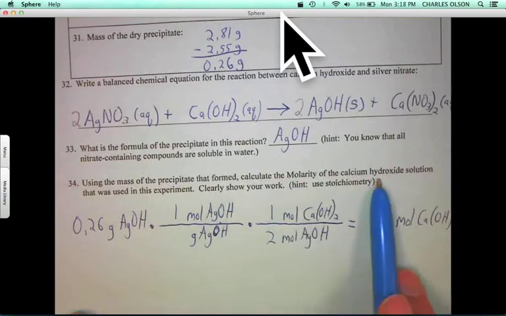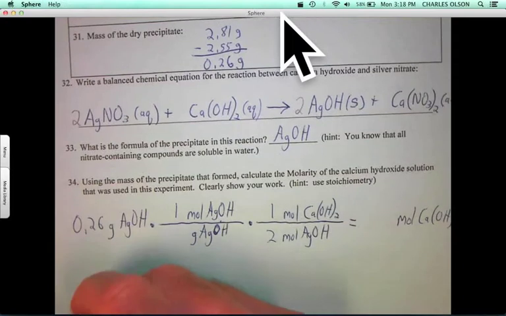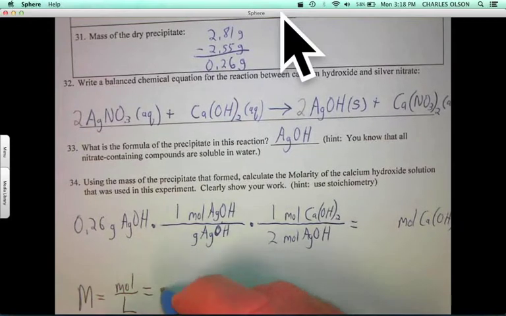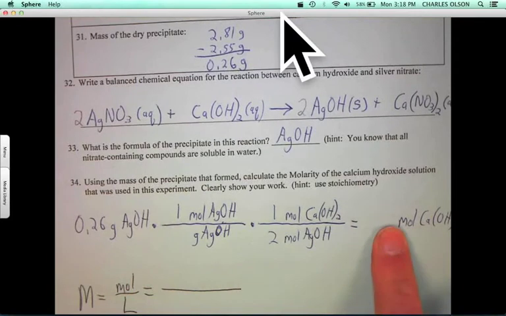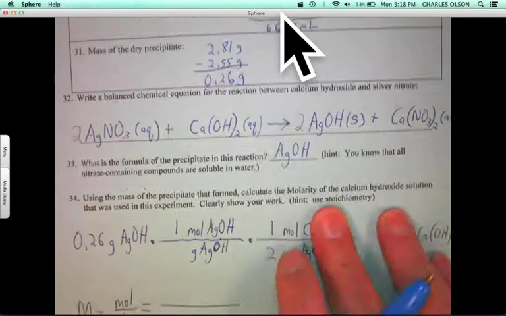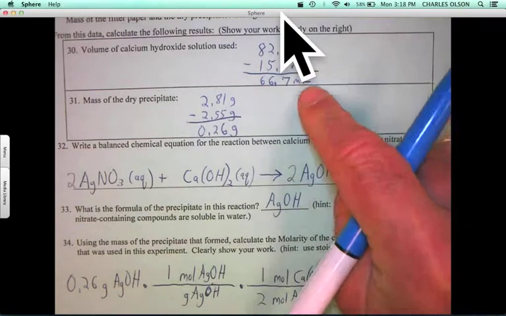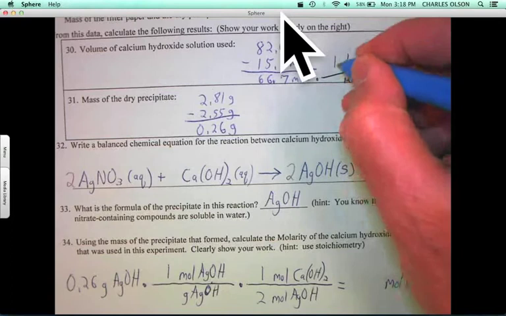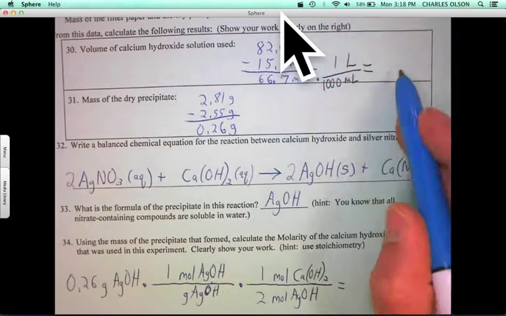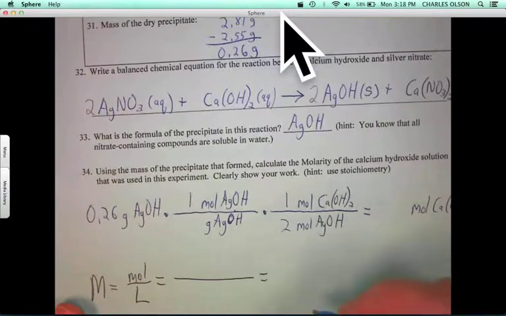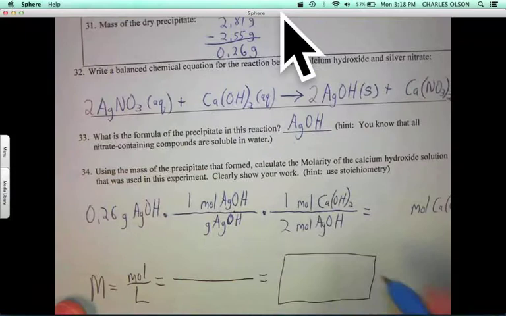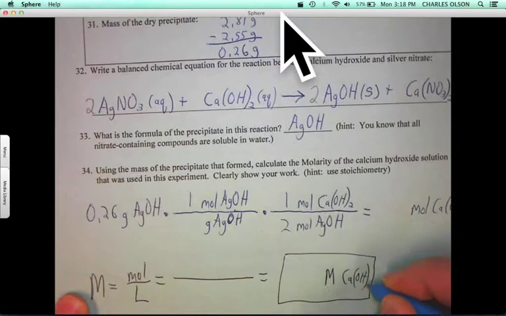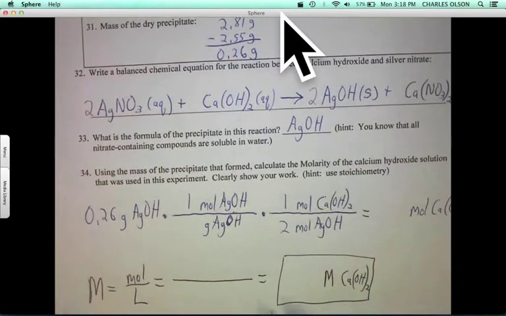Now, of course, the question didn't ask for moles of calcium hydroxide. It asked for molarity. So this is our next part of the calculation. The molarity equals the moles over the liters, and now we simply substitute. We know the moles of calcium hydroxide. We just calculated that. And we know the liters. Well, we know the milliliters. We'll have to convert from milliliters to liters. We know that 1 liter is 1,000 milliliters. So that'll give us the liters, and that will give us our final answer, the molarity of the calcium hydroxide solution. So a nice way to write that is molarity of Ca(OH)2. So of course we have to get that number. 3 sig figs is always a good option.